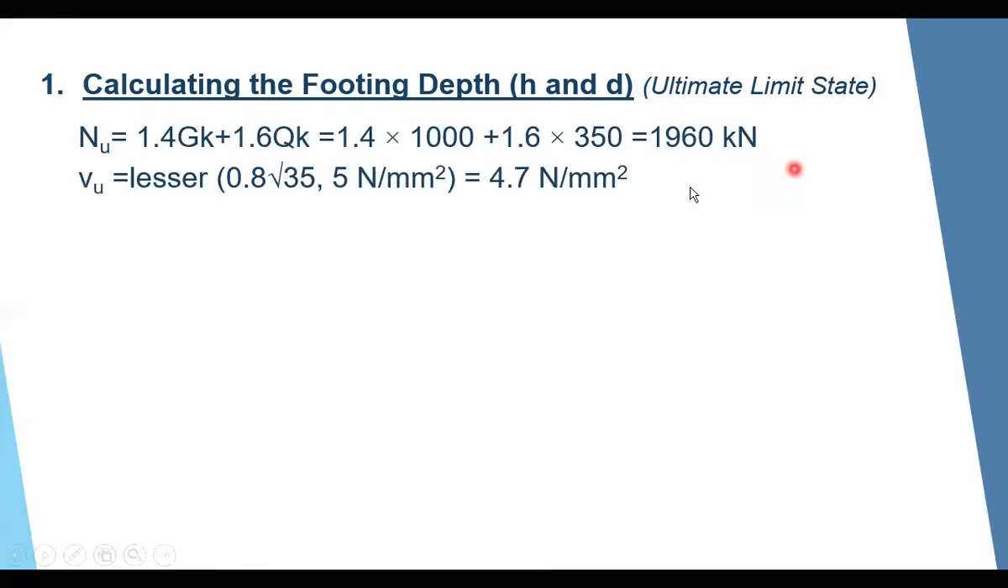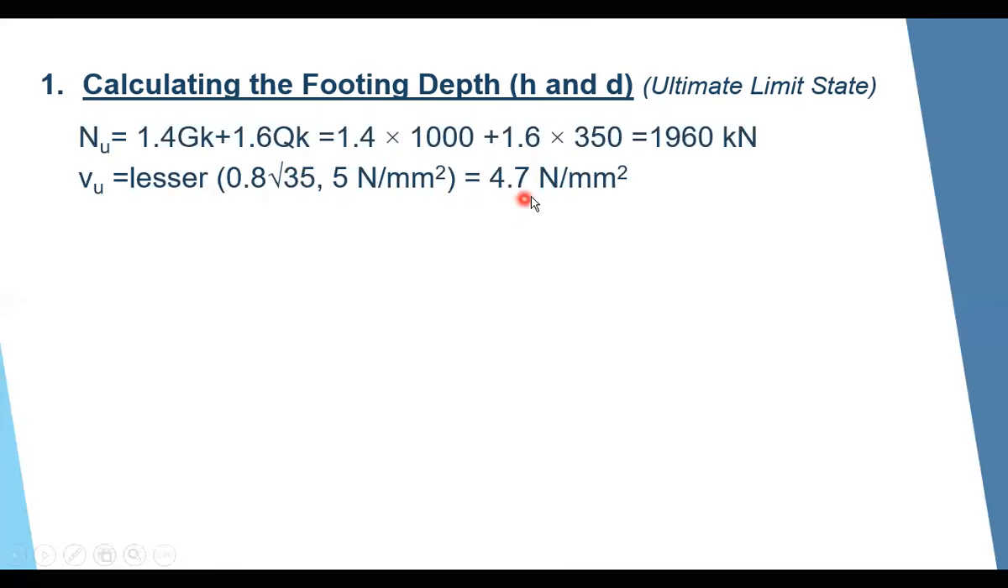Then we have to get the ultimate shear stress, or ultimate shear strength, of the concrete here. As you know, V ultimate equals the lesser of two values: 0.8 square root of FCU or 5 Newton per millimeter square. So the lesser from here will be 0.8 square root of 35.